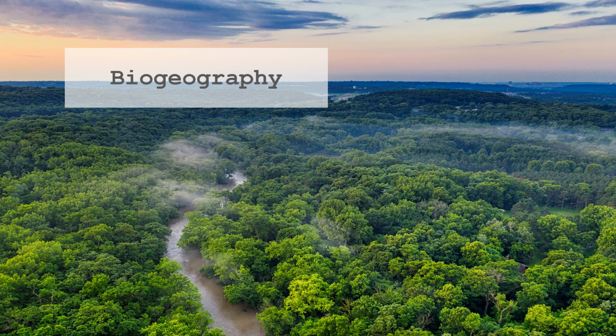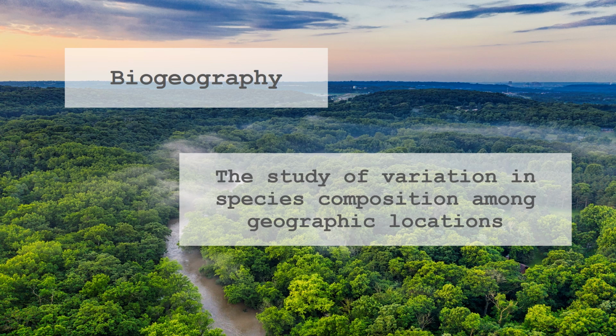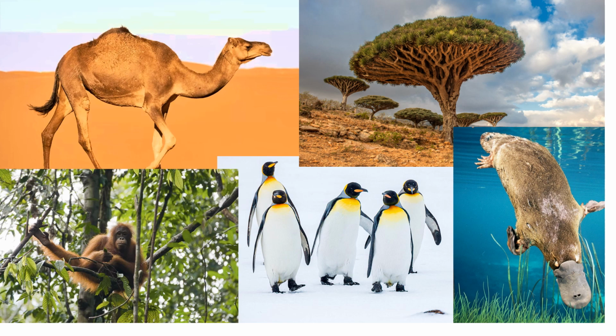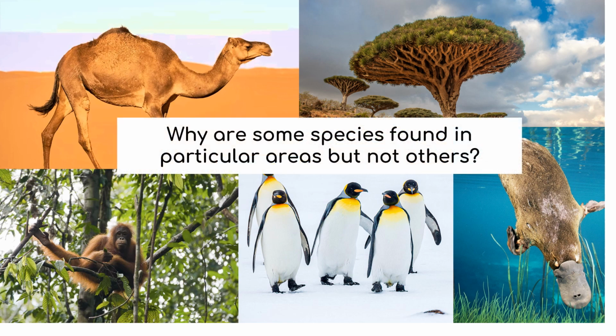Biogeography is the study of variation in species composition among geographic locations. There are observable patterns in species composition and diversity across the Earth, and one of the main questions ecologists try to investigate is why some species are found in some areas, but not others.